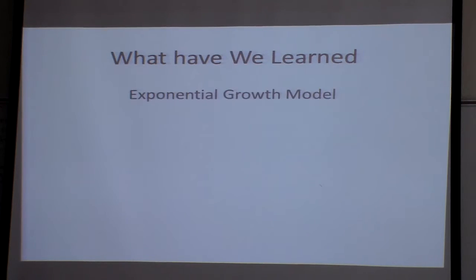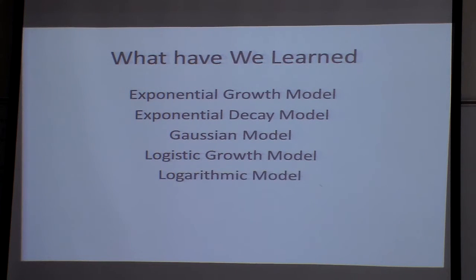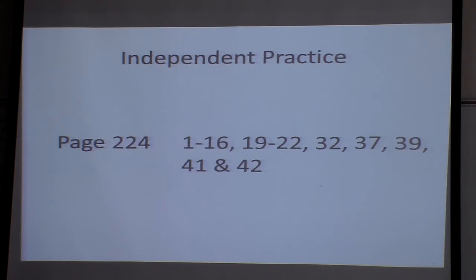So, what have we learned? We learned about exponential growth, exponential decay, our Gaussian model, that was our bell curve, logistic growth, that was kind of like the deer, how it levels off after a while, and then our regular logarithmic models, that was what earthquakes are based on.